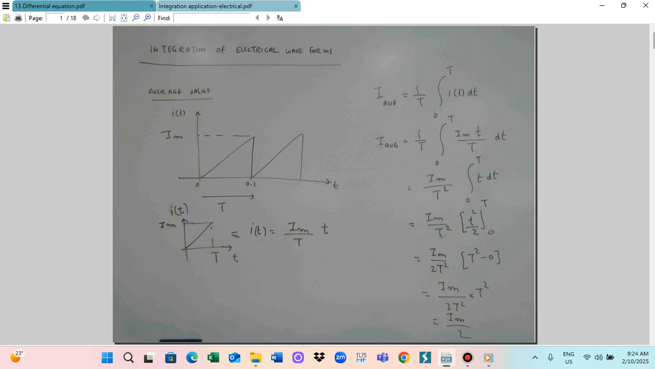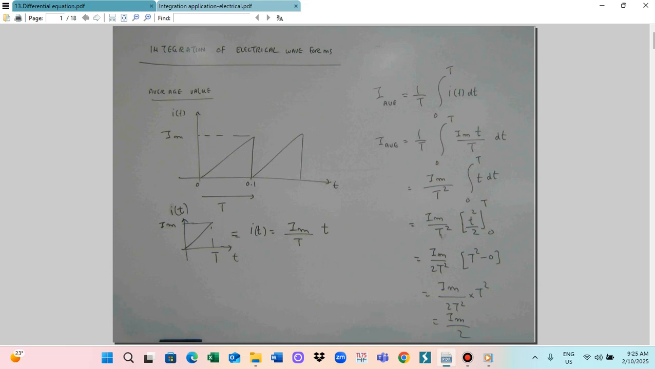In this case, only t is a variable. The other things you can take out. So this becomes Im by T square integration of 0 to T t dt. So this one you integrate, and what you get is Im by T square times t square by 2.